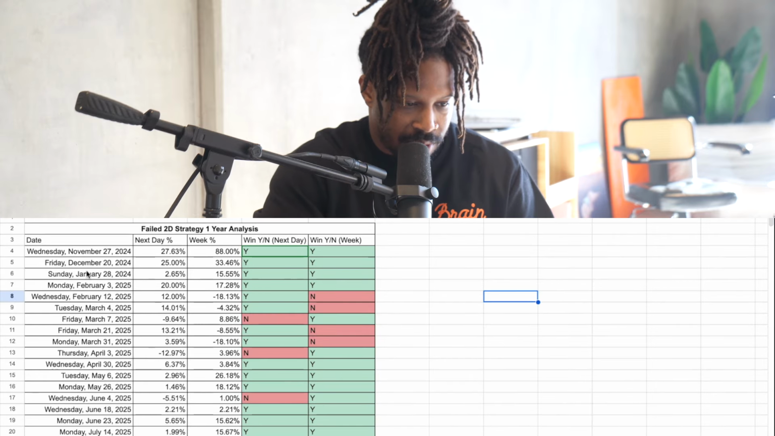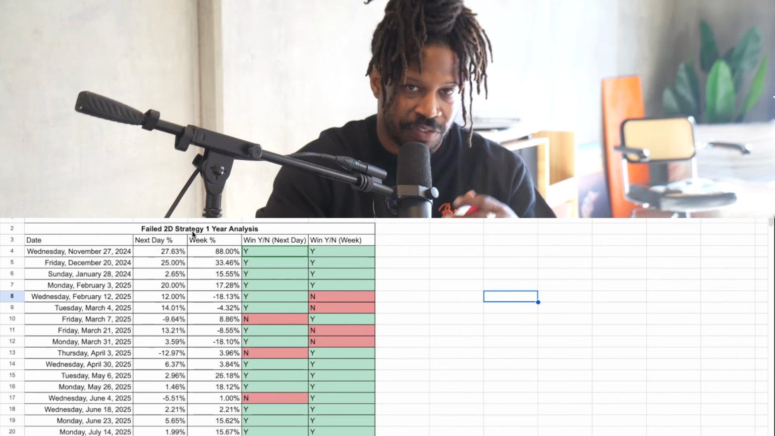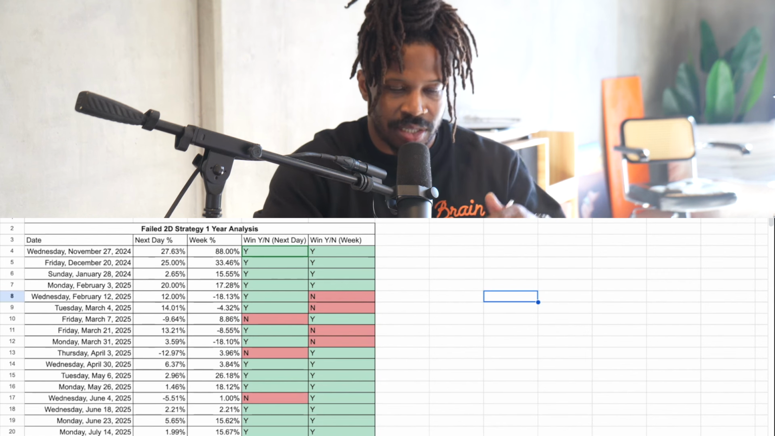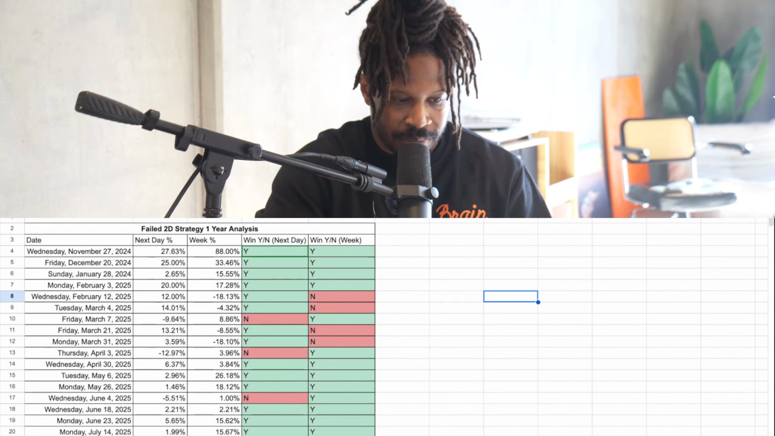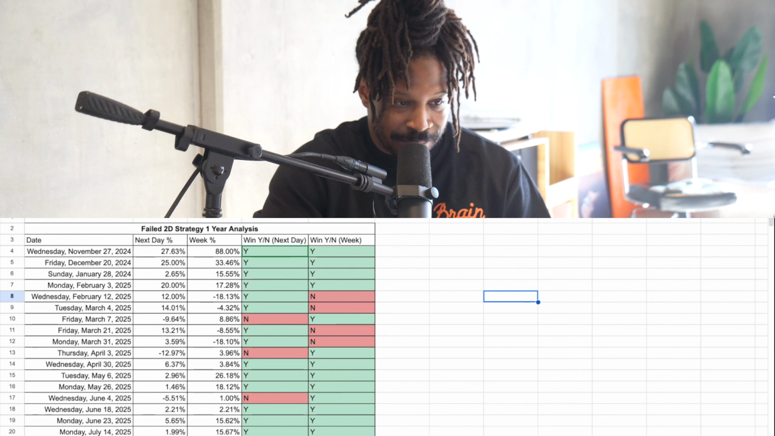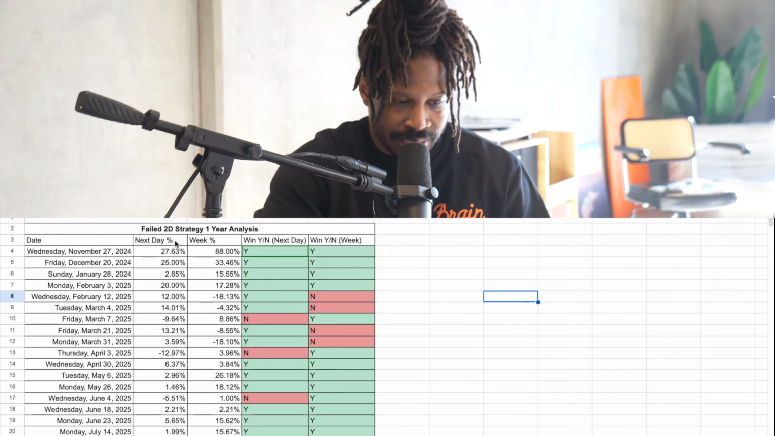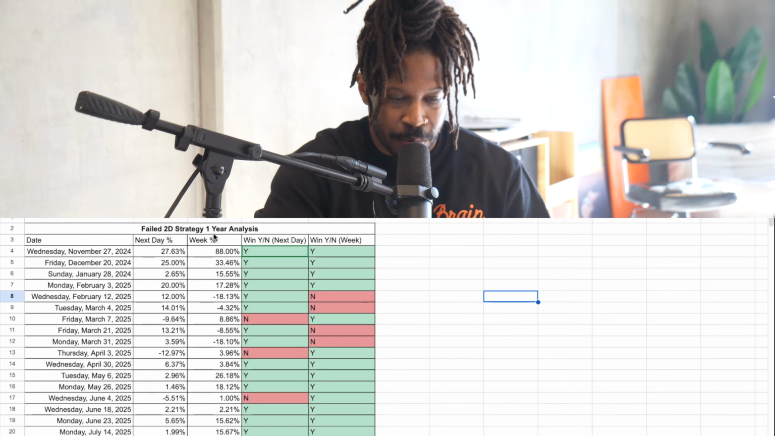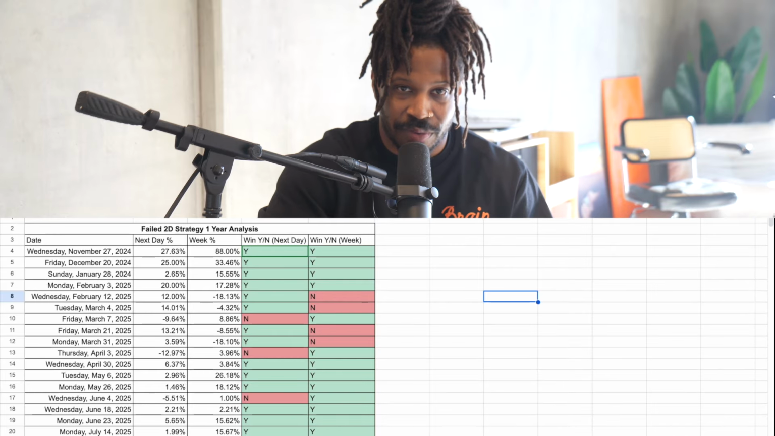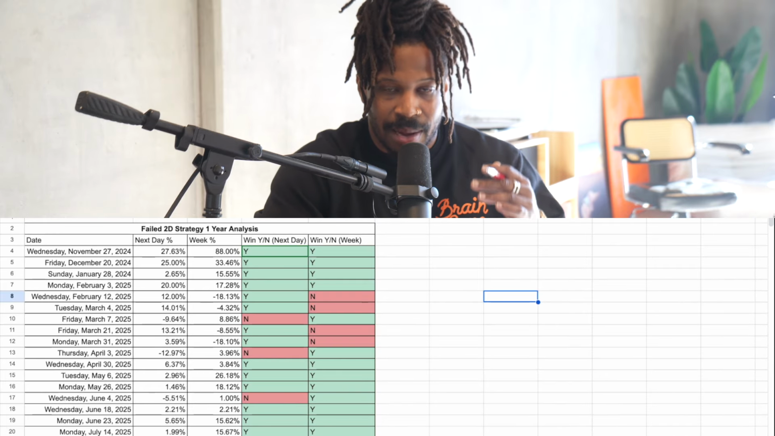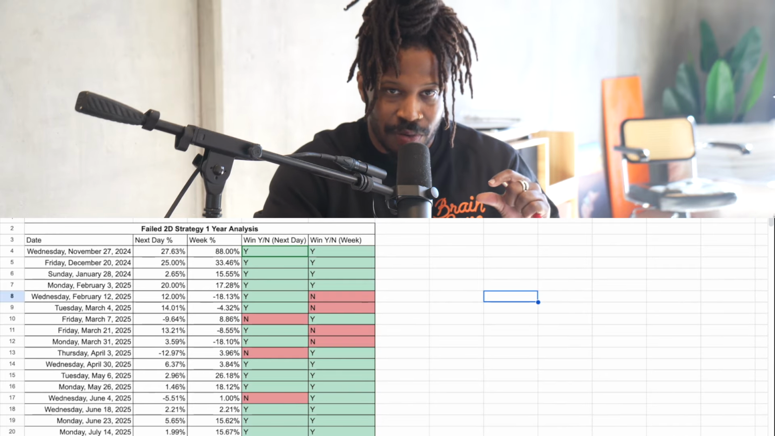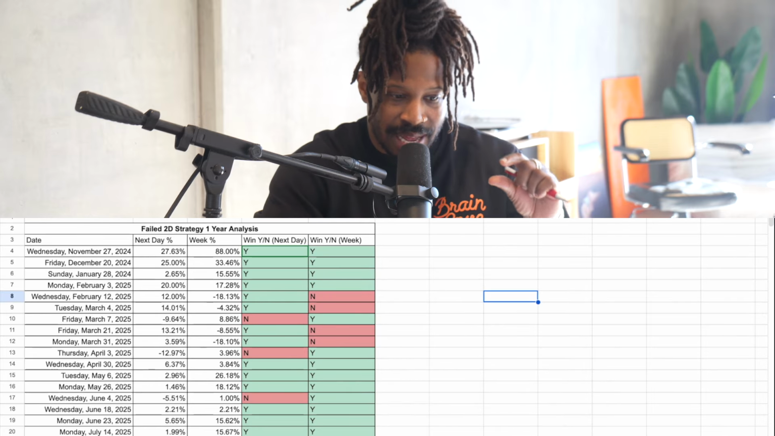I have the failed 2D strategy, and this is for a year analysis, right? I went back to November of 2024. Now, as you can see, I have a date, I have the next day percentage, so this is the percentage move, and then the week percentage, the next week's percentage move. So we're talking about the security itself, right? So how much did that stock move, the actual stock itself, not options, the next day?